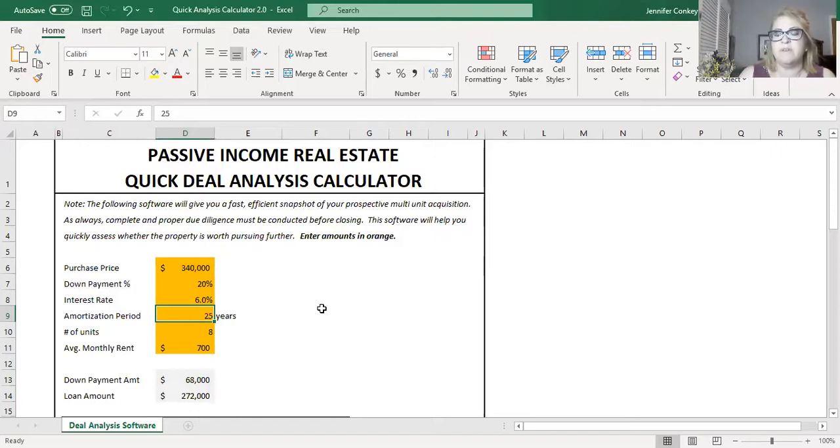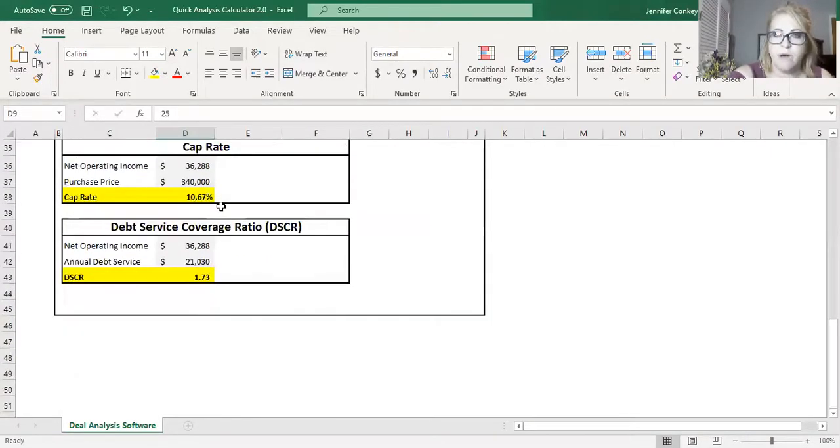You can even put in 15 years if you were curious, like, if I wanted to try to pay this off quickly, what would that look like? Okay, so these are all inputs. You can change it to whatever. All of the numbers are going to just flow through automatically.